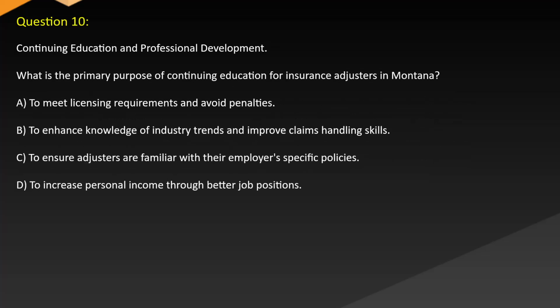Question 10. Continuing education and professional development. What is the primary purpose of continuing education for insurance adjusters in Montana? A. To meet licensing requirements and avoid penalties. B. To enhance knowledge of industry trends and improve claims handling skills. C. To ensure adjusters are familiar with their employer's specific policies. D. To increase personal income through better job positions.